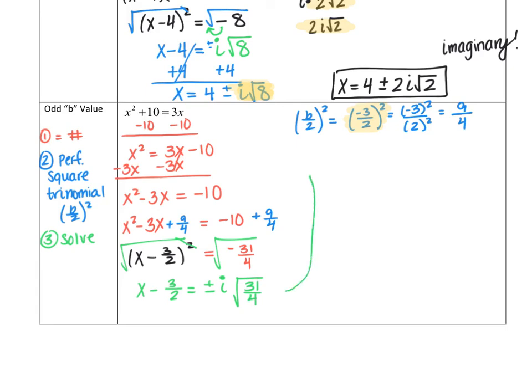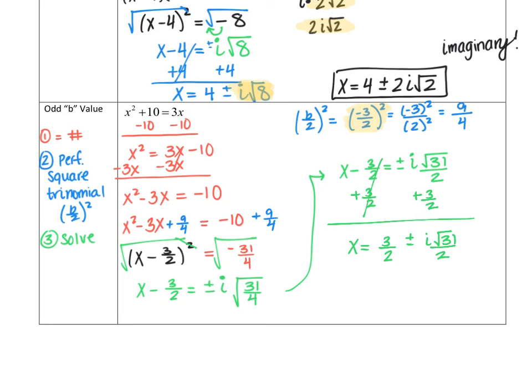So if I were to simplify this, we have x minus 3/2 equals plus or minus i rad 31 over the square root of 4 is just 2. So what I did here was I kept the square root of 31 on the top, and then I took the square root of 4, which is 2. So then my last step is going to be to get x by itself, so I could add 3/2 to both sides. So we have x equals 3/2 plus or minus i rad 31/2. And then that would be my final answer.